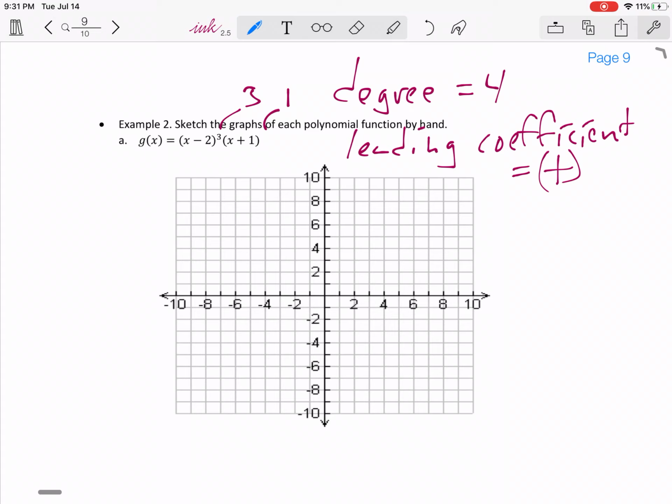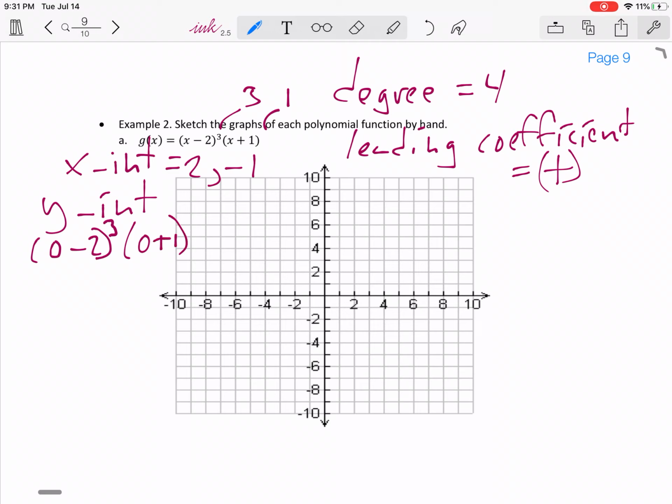From here you've got your x-intercepts. The x-intercepts are going to equal 2 and negative 1. Your y-intercept: how do you get it? Sub in x equals 0. So you're going to have 0 minus 2 cubed times 0 plus 1. That's just going to equal negative 2 cubed, which is going to equal negative 8.